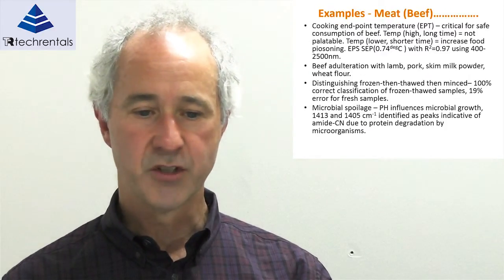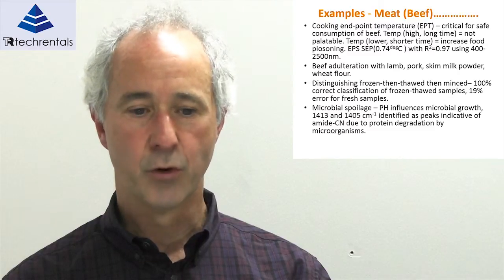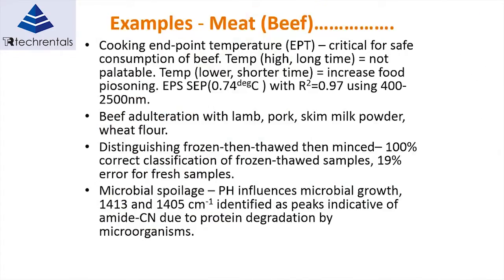So there are more examples here of use for beef. Also, adulteration of beef with lamb, pork, skim milk powder, or wheat flour. That would be a qualitative analysis. What you would find is that the mapping of the spectral data no longer maps into what you'd expect for pure pork or pure lamb. So you'd get an indication that something's been added. You might not necessarily know exactly what's been added. You just know that something has changed with the product.